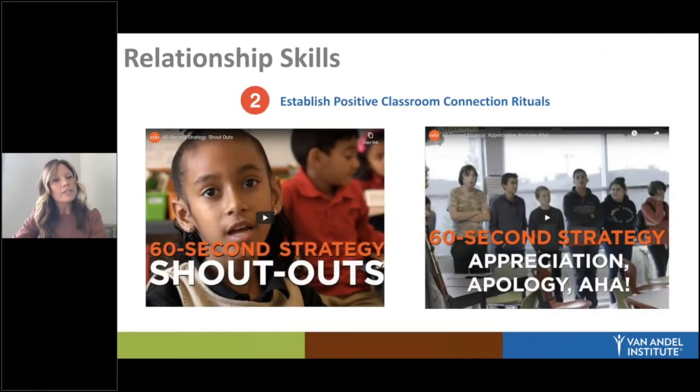When we talk about establishing positive classroom connection rituals, these are things that you're doing on a regular basis, whether maybe you start your day with it every day, or you end your week with it, or maybe it's something that you do before you start every lesson.